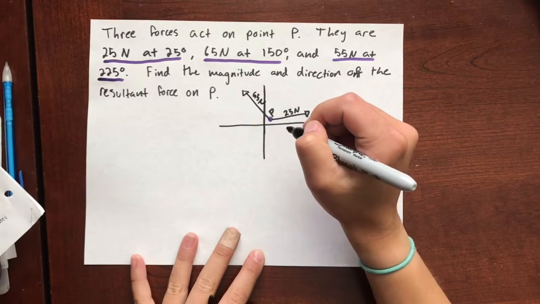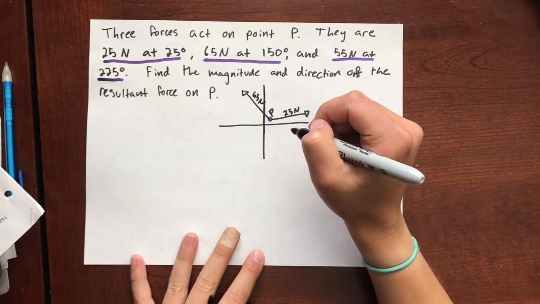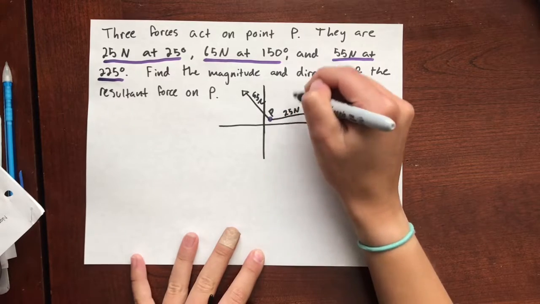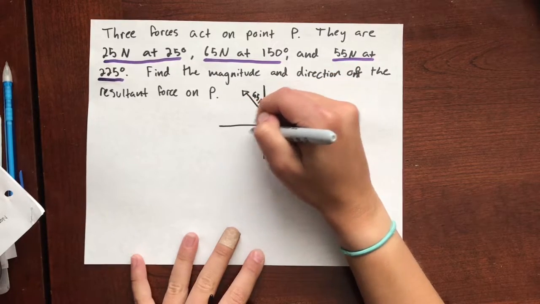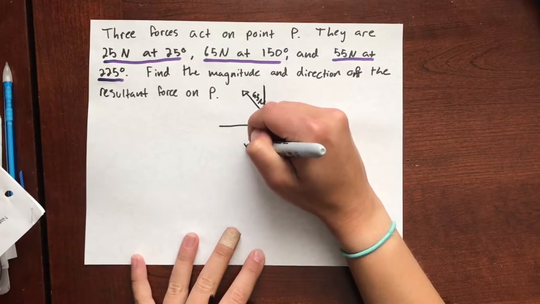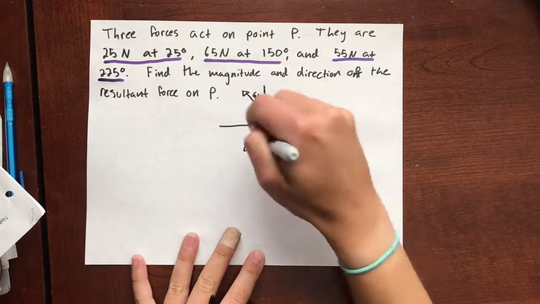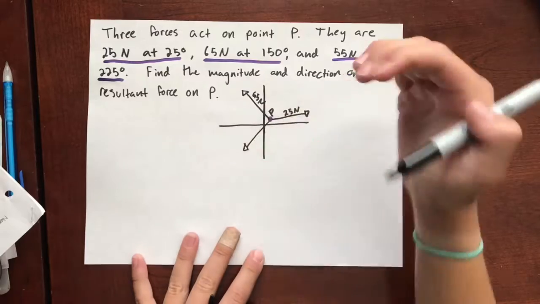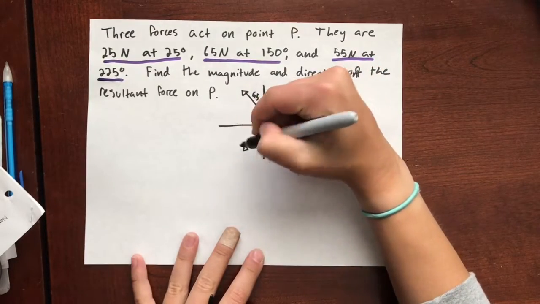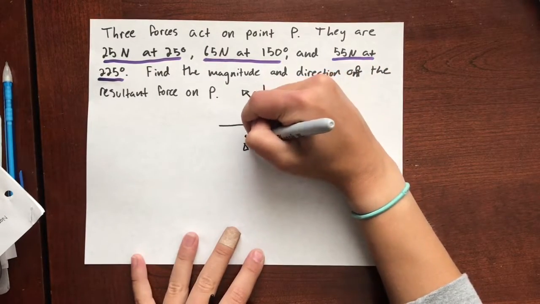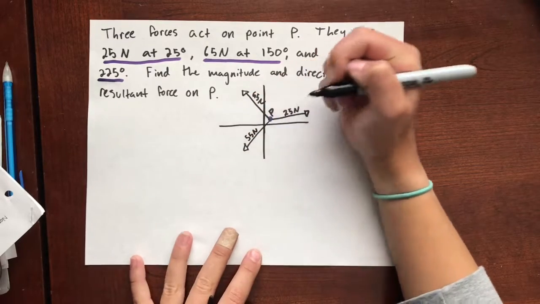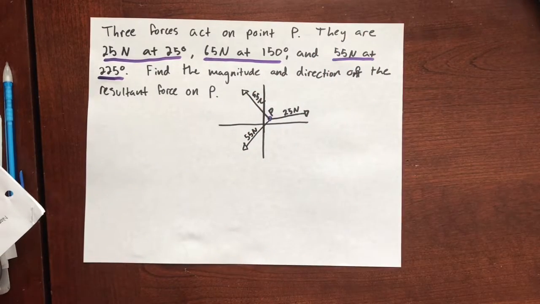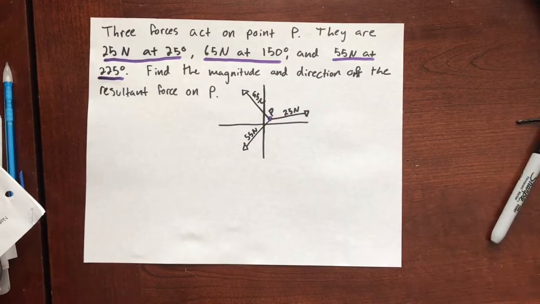And then we have our 55 newtons at 225 degrees. So this is 180, 225 is going to be right here. And these forces are all acting inwardly on point P, even though I'm drawing the arrow outwardly. They're going in to act on that point, and this is 55 newtons. Okay, so this is what our drawing looks like.